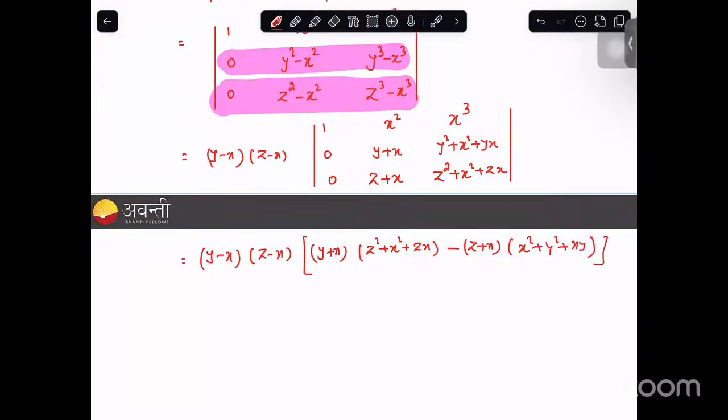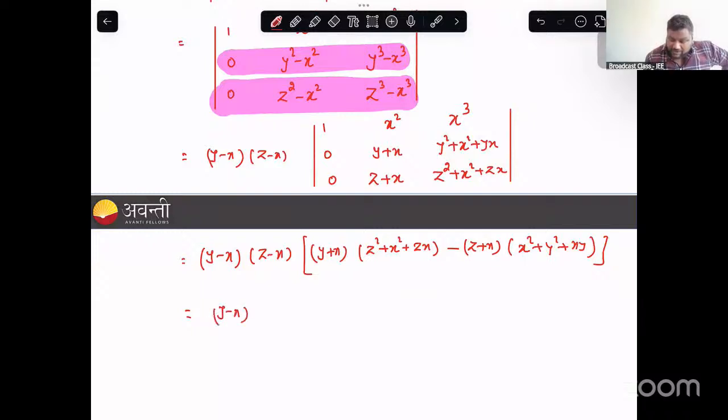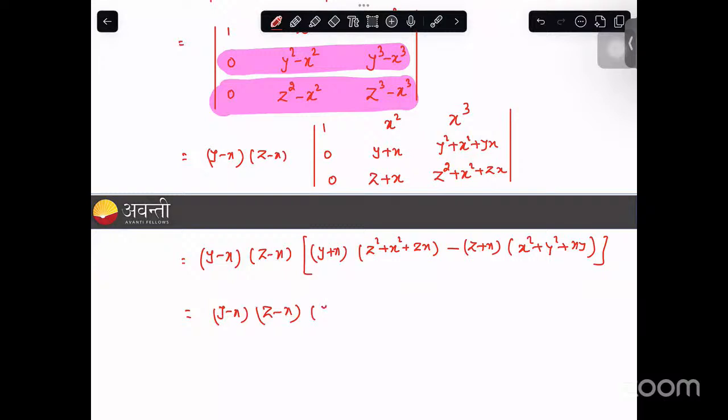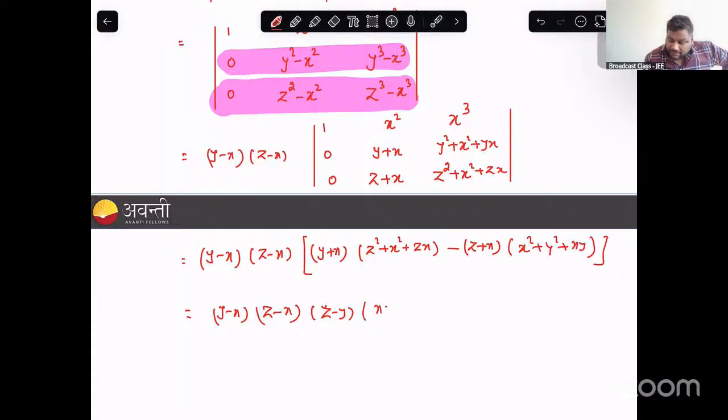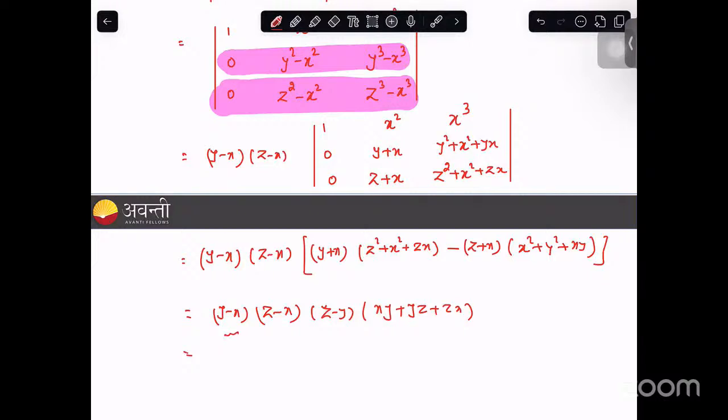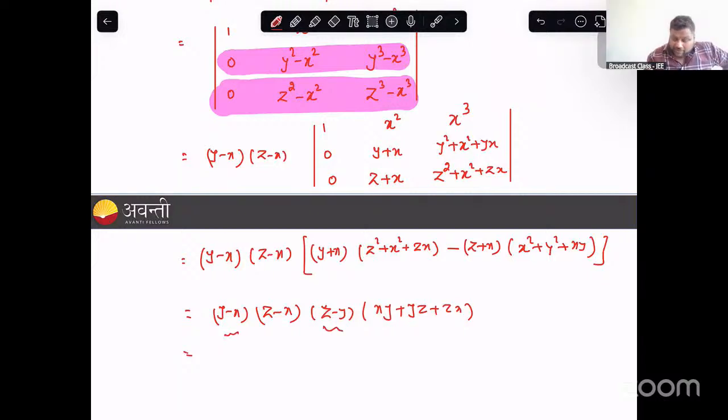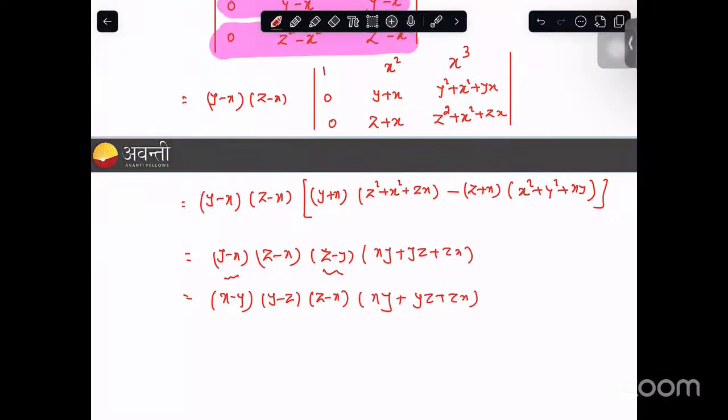Now if you factorize it and simplify it, you finally get y minus x, z minus x, z minus y into xy plus yz plus zx. Take minus common from these two and your cyclic order will be maintained. So it is x minus y, y minus z, z minus x into xy plus yz plus zx. Understood? Am I clear?